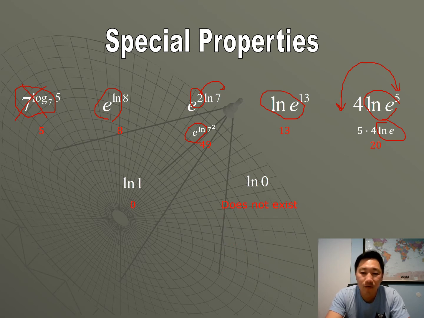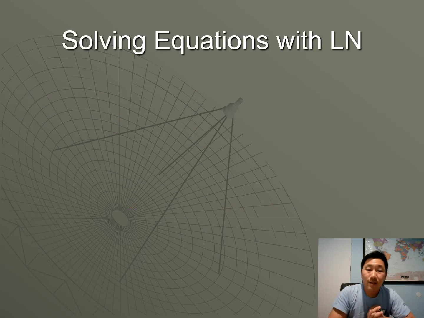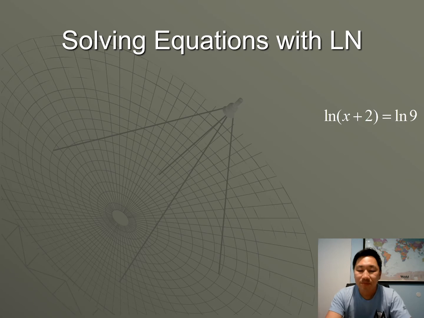All right, moving on. Let's solve some equations with the natural log in it. Here we have ln of x plus 2 equals ln of 9. Just like regular log, if there's one on one side and one on the other side, they just cancel out. And you're left with a pretty simple equation, x equals 7.